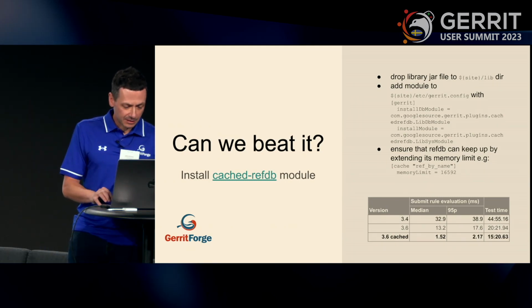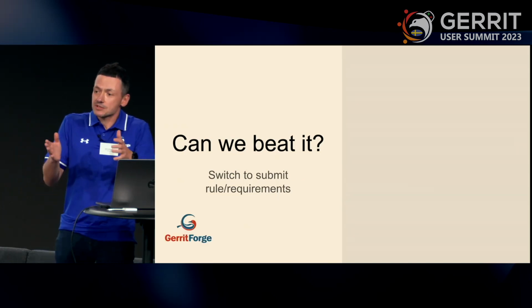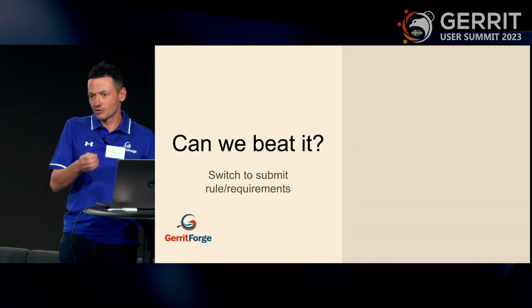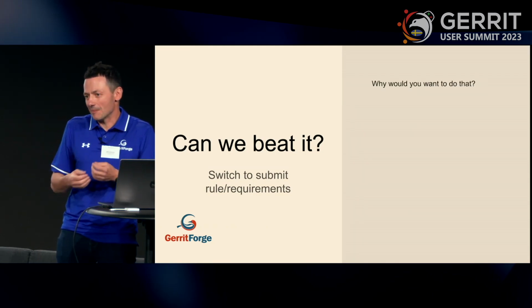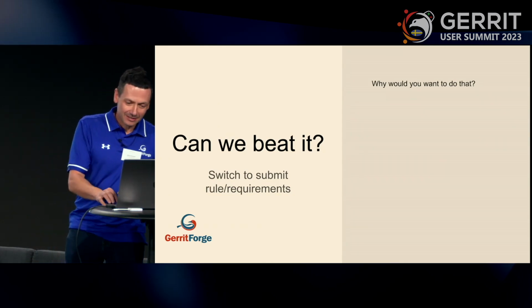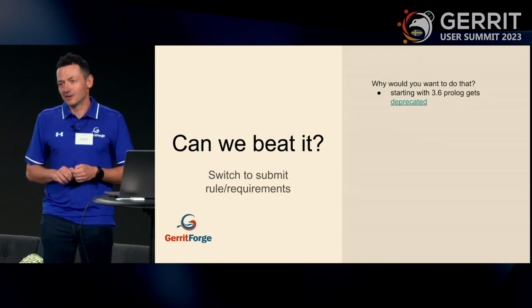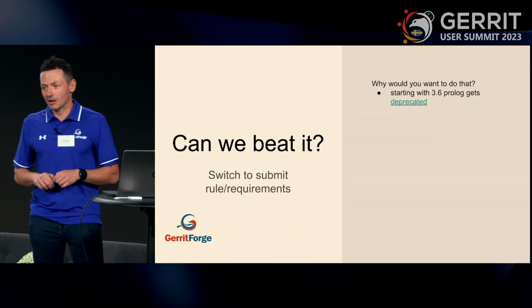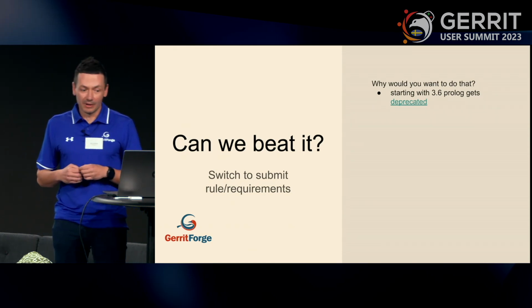So let's see how that compares to submit rule requirements. And obviously you've seen that there is already improvement, so you are probably wondering, why would you ever want to do that? I'm happy because my prologs are way faster now, right? Well, already with 3.6, there is a deprecation notice. So sooner or later, it will be gone. And the sooner you start thinking about it, the better.